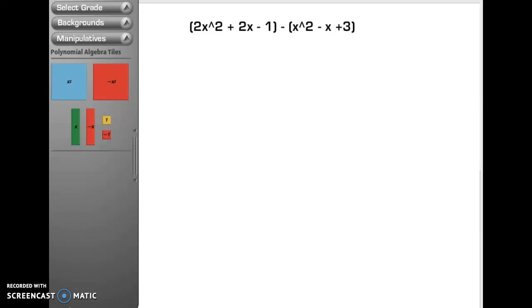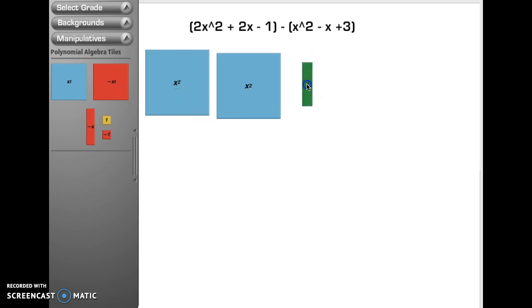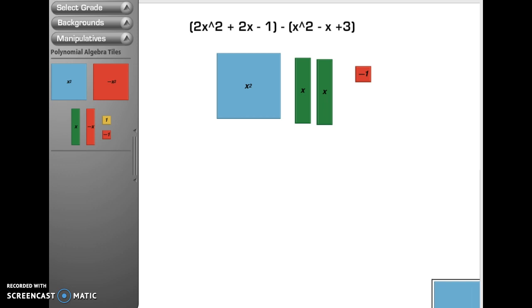Now we have 2x squared plus 2x minus 1. Take away an x squared minus x plus 3. So I'm going to start off with my 2x squareds, adding in my positive 2x's and adding in my negative 1. Now I want to take away an x squared. I have an x squared I can take away.